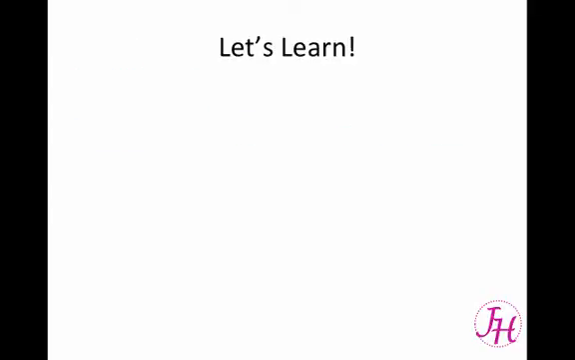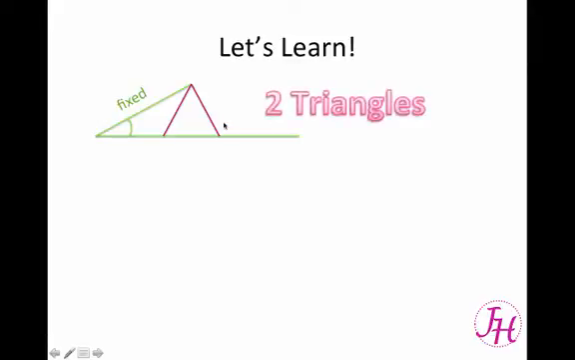Remember that with side-side-angle, we have three situations. We always have an angle, a fixed side, and another fixed side. So let's look at our three cases. We could have this fixed side swinging to the left or to the right, which gives us two triangles.